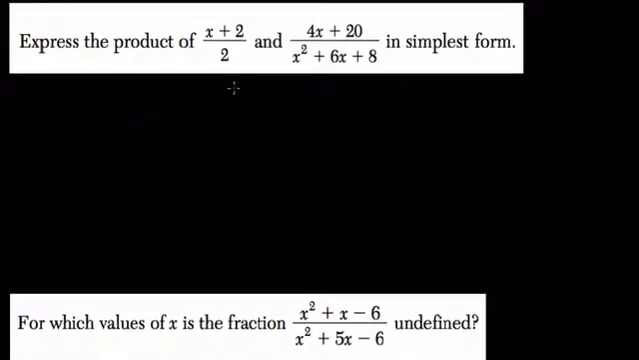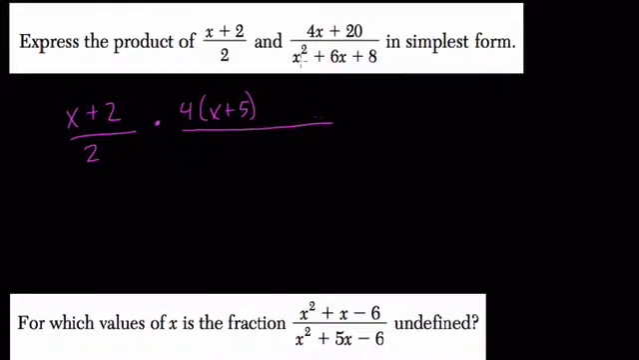Express the product in simplest form. So before you start multiplying or going crazy with any of these questions, factor out and use the distributive property. 4x plus 20, factor out the 4, it's 4 times x plus 5. In the denominator here, we have x squared plus 6x plus 8. What factors of 8 add to 6? Right? That's the question you want to ask. That's 4 and 2. So x plus 4 times x plus 2.